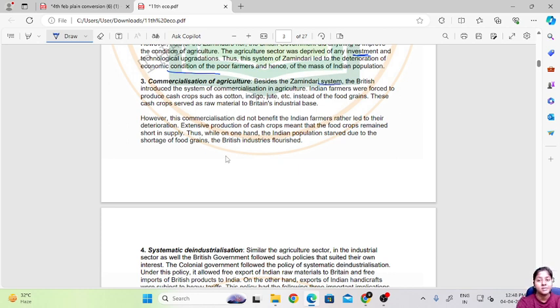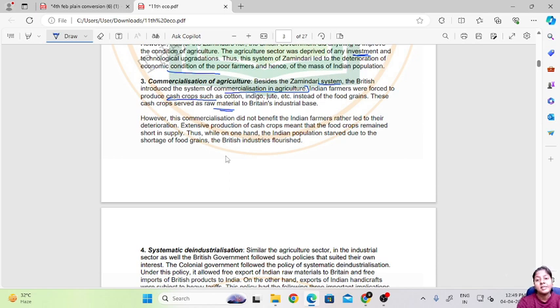Besides the zamindari system, the British introduced the system of commercialization in agriculture. Indian farmers were forced to produce cash crops. Now this point is very important: which are the different cash crops? Cotton, indigo, jute. These are called cash crops because these crops used to give a higher revenue to the Britishers. Cotton, indigo, and jute are examples of cash crops. These cash crops served as raw material to Britain's industrial base. However, this commercialization did not benefit the Indian farmers, rather led to their deterioration.